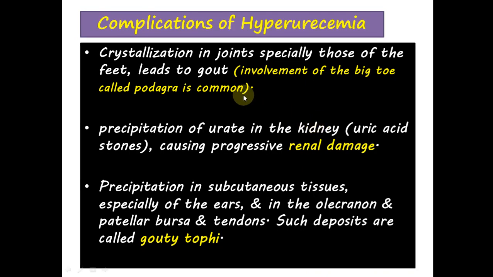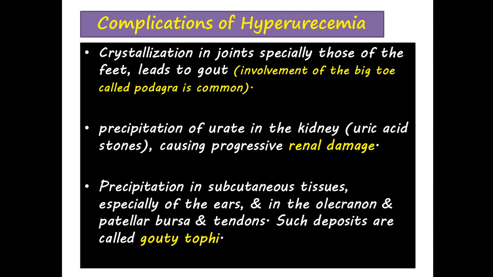Now, hyperuricemia, when there is excess uric acid in the blood or serum, will lead to crystallization, and particularly this type of crystallization will occur in the joints, and specifically the first metatarsal joint at the base of the big toe is involved, and this condition is known as podagra, and it is very commonly seen in patients with gout.